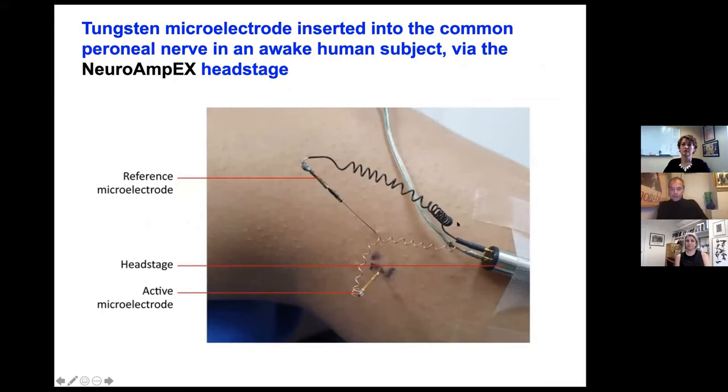We have a reference microelectrode and a ground electrode. So this is a differential amplifier, and we're looking at the voltage difference between the active electrode, the high impedance microelectrode, and the indifferent or low impedance reference electrode, which is just under the skin.